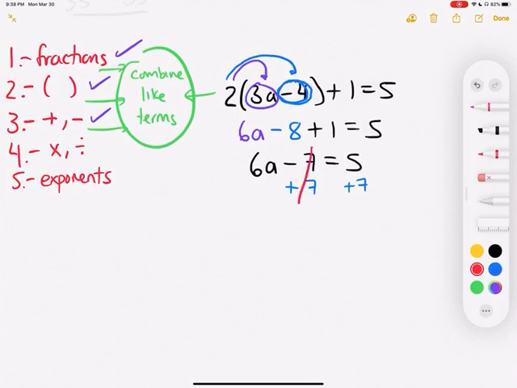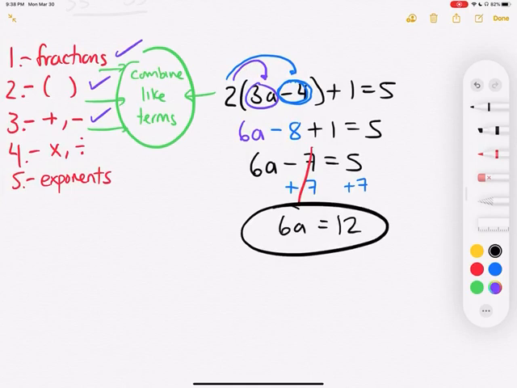I'm combining like terms. So the only thing that I have left is 6a equals, and now I can combine these two like terms, which is 5 plus 7. I'm going to go ahead and combine those. 12. At this point, can you see I don't have any more additions and subtractions? So it means that I can move to the next step, which is going to be multiplications and divisions.